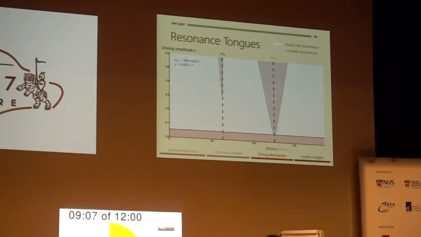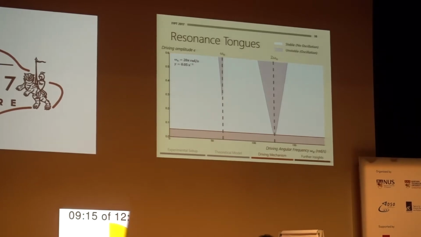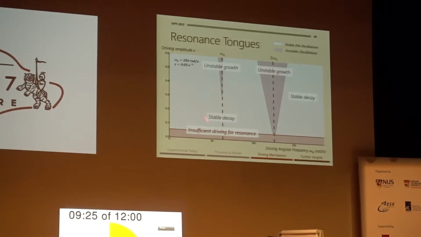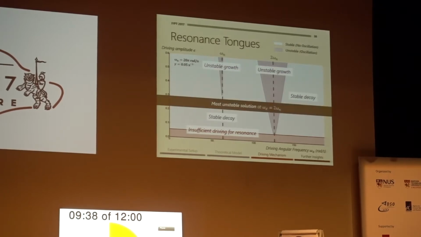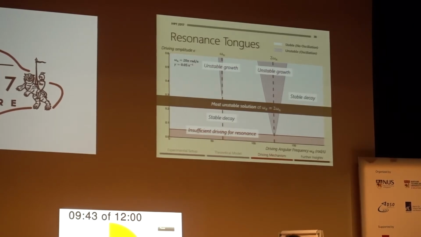Solving the damped Mathieu equation, we can plot the driving amplitude epsilon against the driving angular frequency. We observe an initial region where there is an insufficient driving for resonance. Next, stable decay regions can be observed in blue, and this happens when there is no oscillation. Lastly, unstable growth regions are observed in purple, which corresponds to the resonance tongues where oscillation occurs. We see that the most unstable solution occurs when the driving frequency is twice the natural frequency of our droplet.